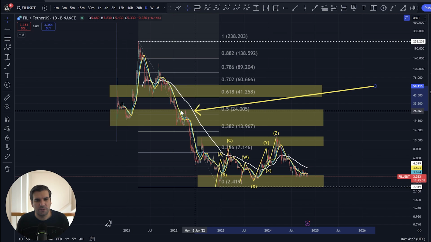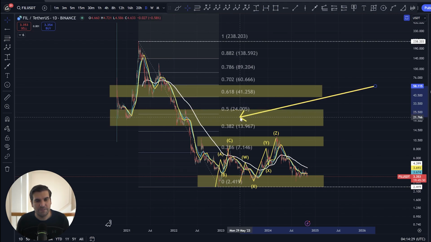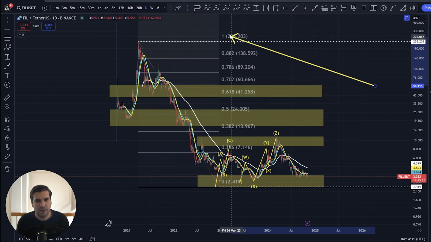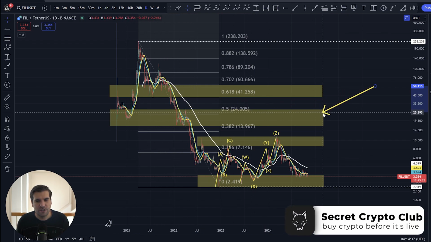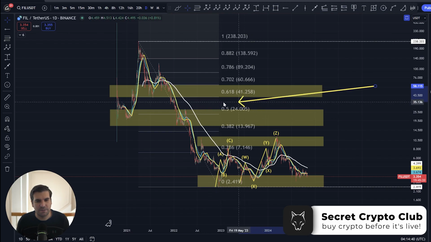Up here at $24, we have the 50% level, the 50% between 0 and 1. That represents $24 and comes in here right in the resistance range. So that's going to be an interesting area to break through as well.